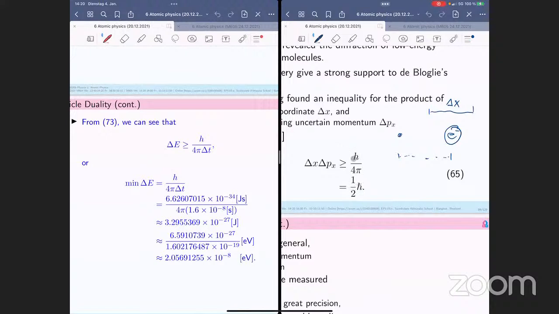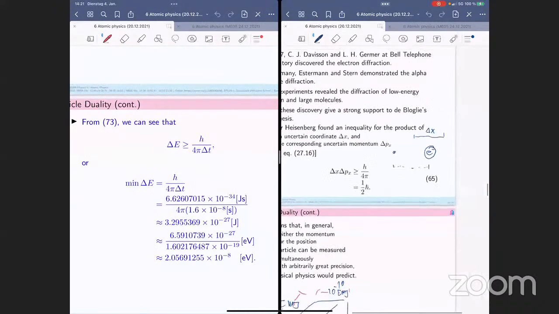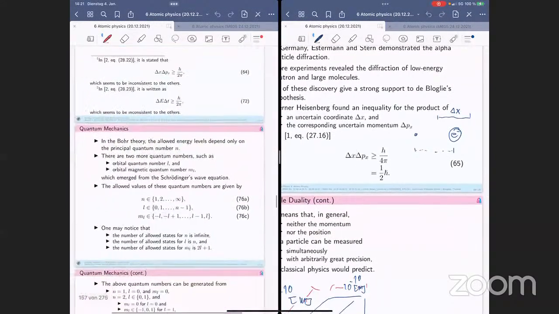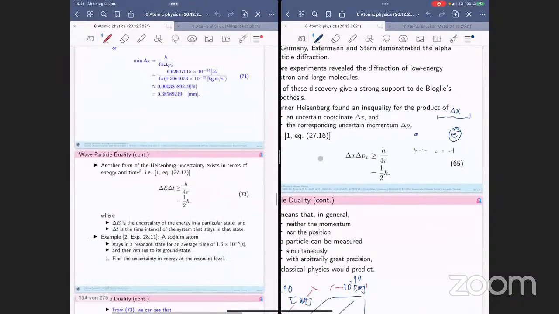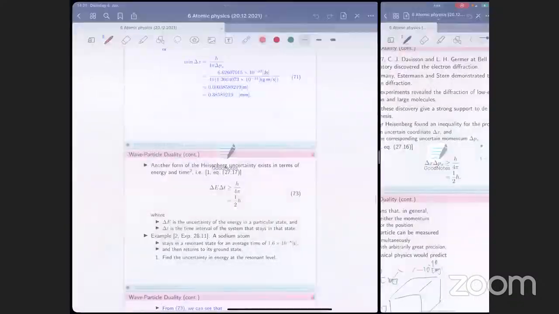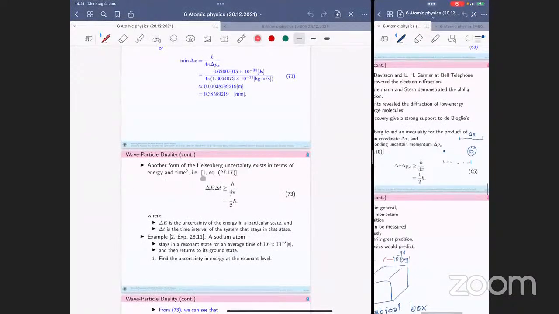h by 4 pi is the main thing. It's half the h-bar, which is the angular version of the Max Planck constant. That's what we have considered in 65, right? But here at the moment we arrive at another version, another configuration for the Werner Heisenberg.